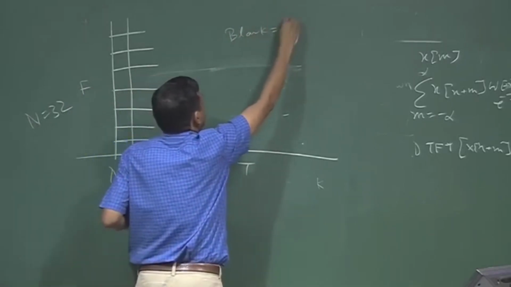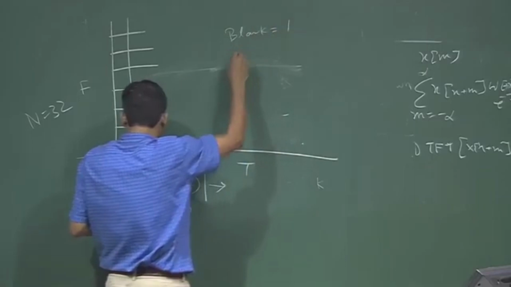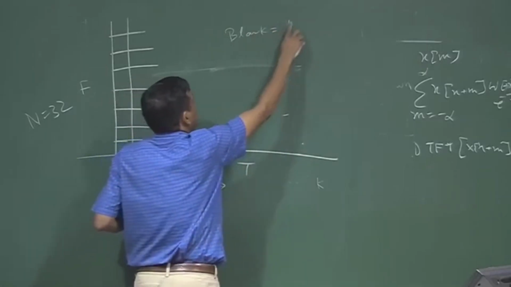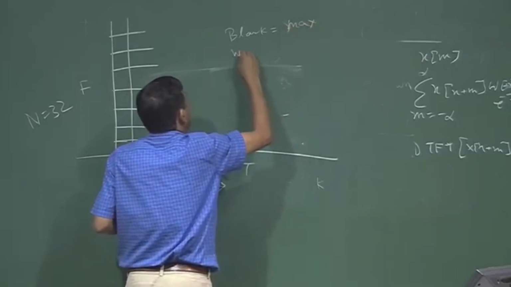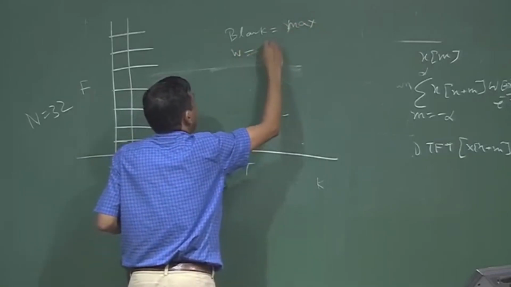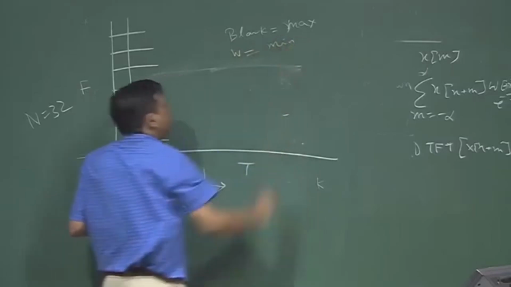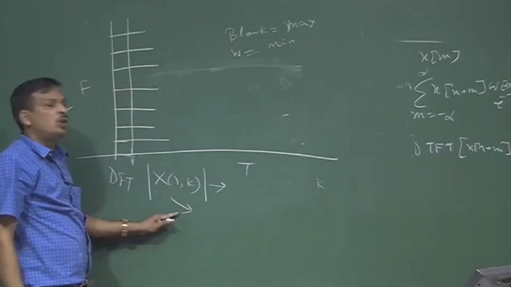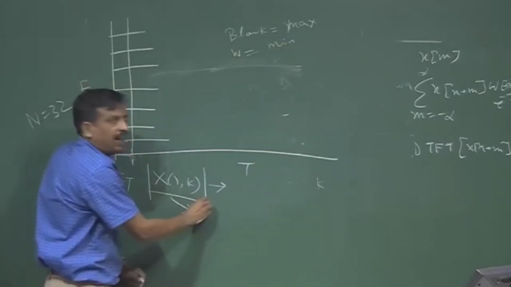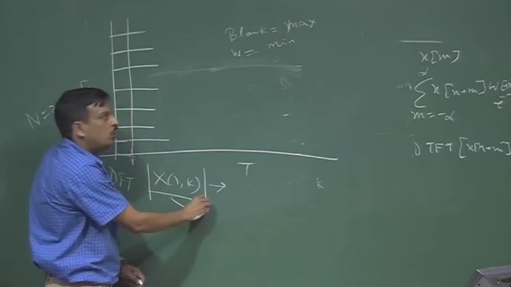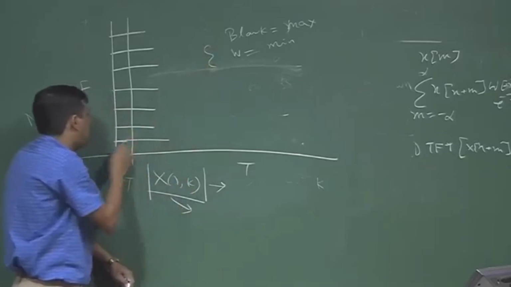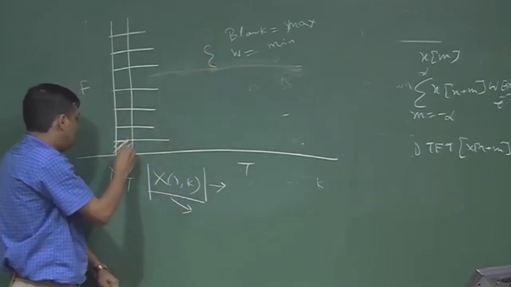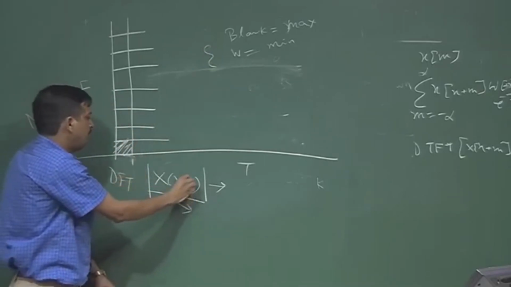So, maximum is 1. If intensity is maximum, max intensity is black, and if it is white, then the mean intensity is white. So, the value of x1 k will come as a value. Within that value I can assign the appropriate color of this band for k equal to 1. This is the first band.